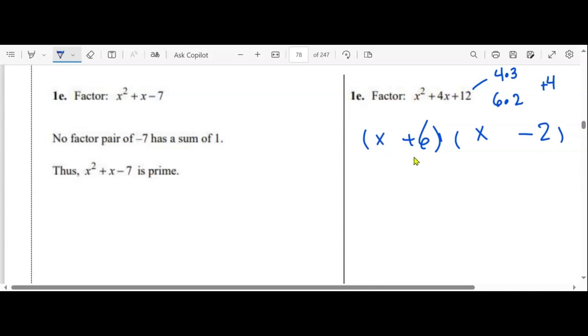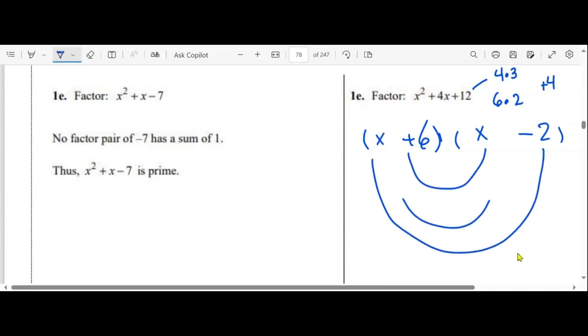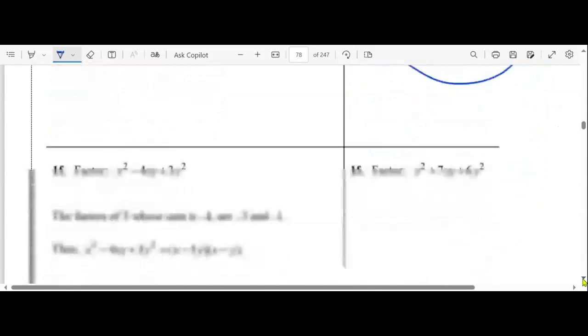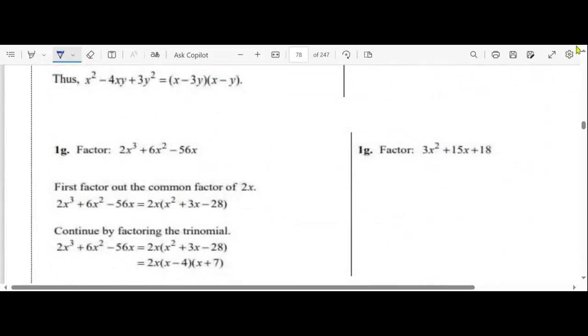To check your answer, what do you do? Check. Do the what? Happy face. Clear? Next. 6x. Next one.